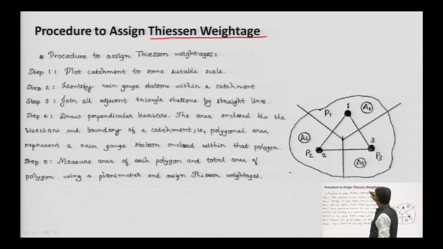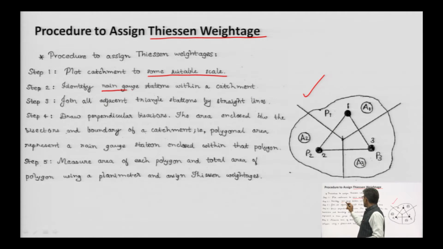To assign the weightage, we follow five steps. The first step is to plot the catchment to some suitable scale. We need to plot the catchment like this. The second step is to identify the rain gauge stations. For example, say we have three rain gauge stations, number 1, number 2 and number 3, here.